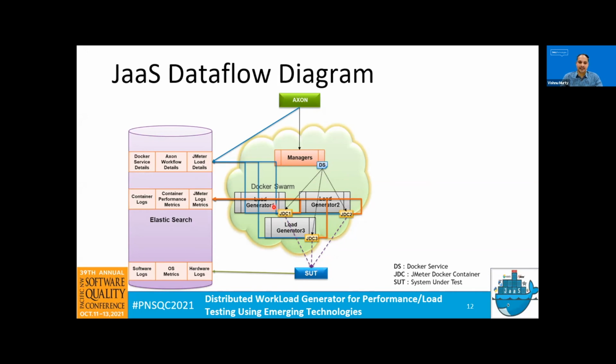At the same time, as we said, the containers send all the container logs, metrics, and JMeter logs to the database, so that we can view the data live in Grafana. This is the way we bring up the containers and stress the system using the particular workload we choose.